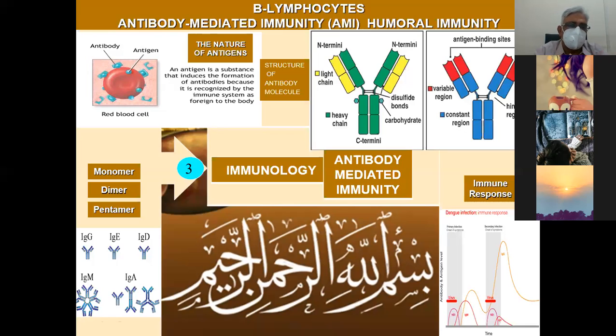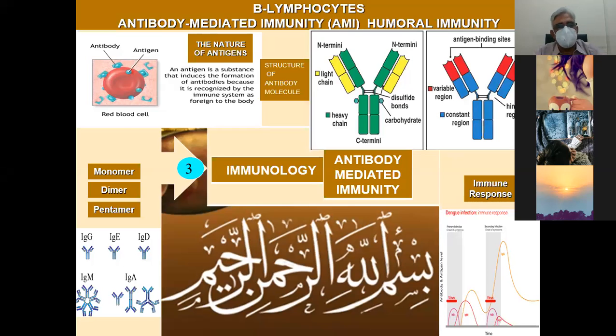ABO system ki sirf baat kar lein, usme either the surface has got A type of antigen, you call A blood group, positive when it is RH positive. Or B, or both the antigens are on the surface of red cells, you call AB, and if there is no antigen, you call it O.